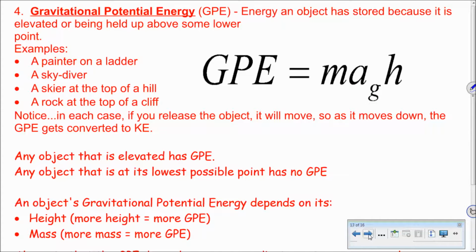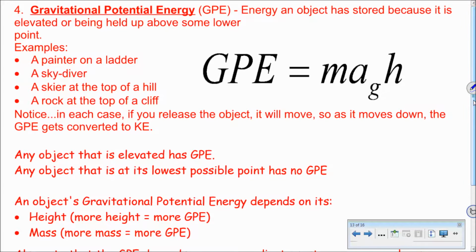All right, so finally, the fourth type of potential energy we're going to talk about is called gravitational potential energy. An object has gravitational potential energy because of some elevated position. Now this is a little bit dodgy here. The equation for gravitational potential energy is mass times acceleration of gravity times height.